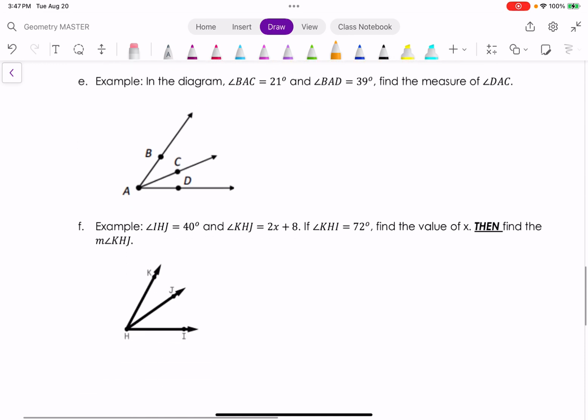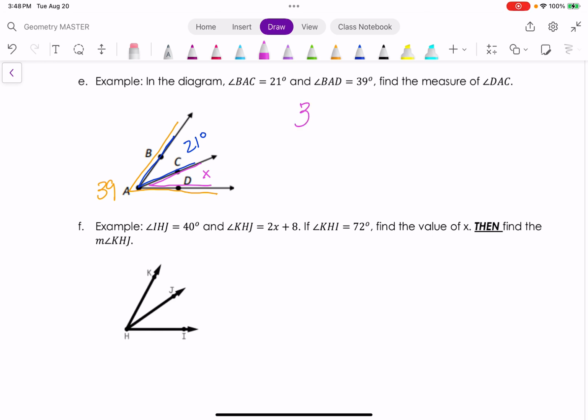Okay. In the diagram, angle BAC, so I start labeling right away, okay? So I see that angle BAC equals 21 degrees. And BAD, oh, so I have the big one now. That one equals 39. So how would I find this missing angle right here? Well, this is my X. This is the one I don't know. But I know that the big picture is 39, correct?